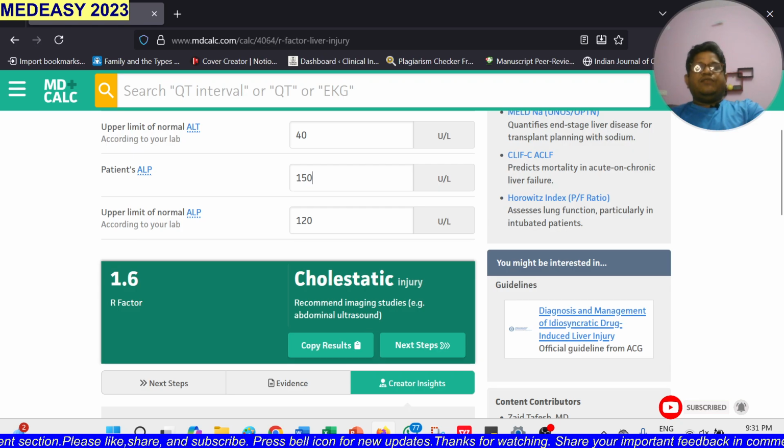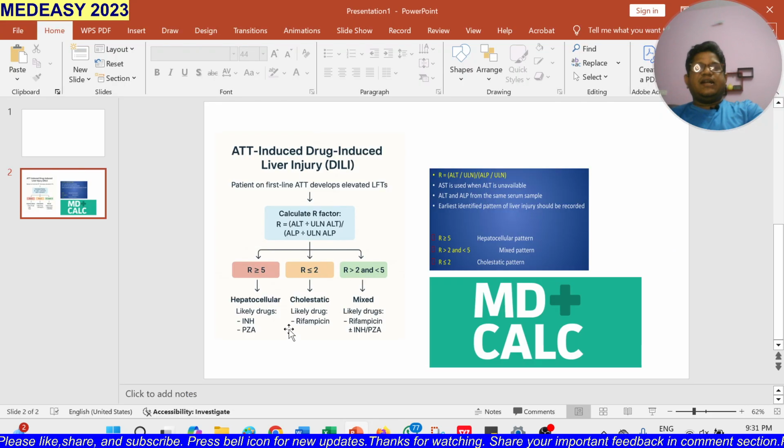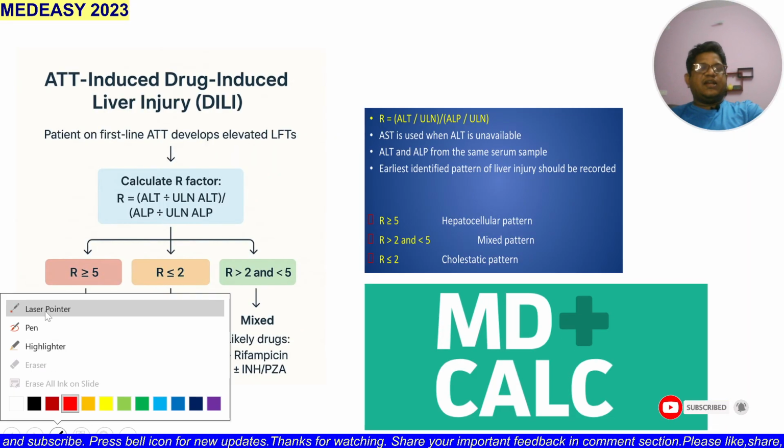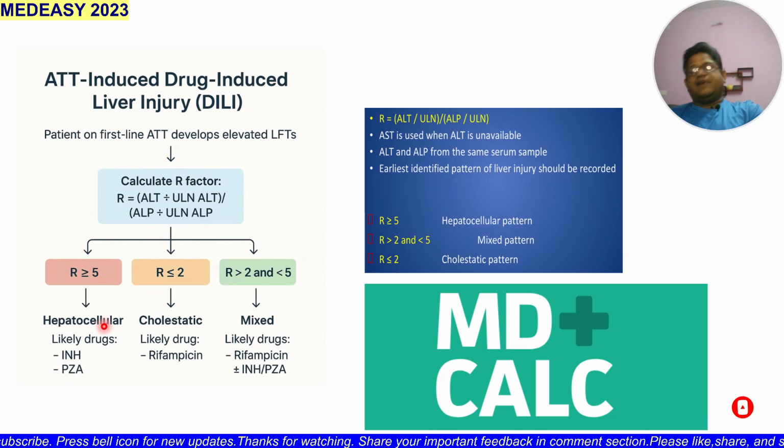Alright, so if you have calculated R factor and it is suggesting cholestatic pattern, now you can understand that most likely in this patient, the cause of hepatitis seems to be Rifampicin. Alright, so this is a very important factor to calculate whenever we come across a patient who has developed drug-induced hepatitis. So do use this factor in your patient management, and definitely it is going to help you in clinical decision making.